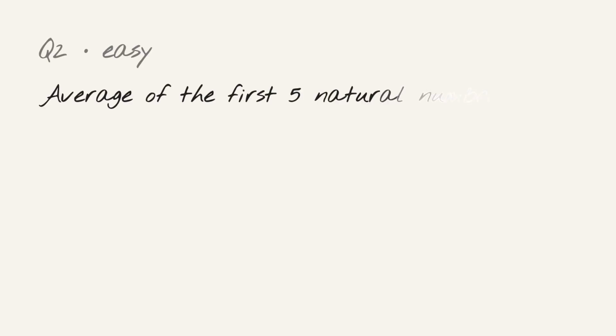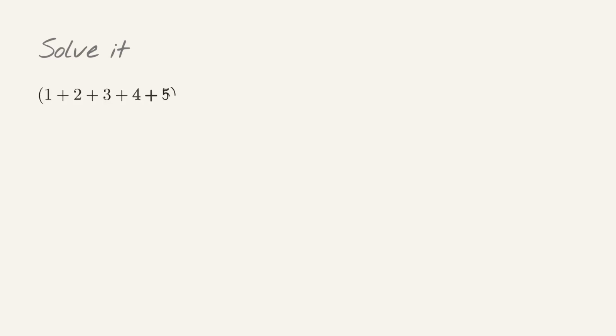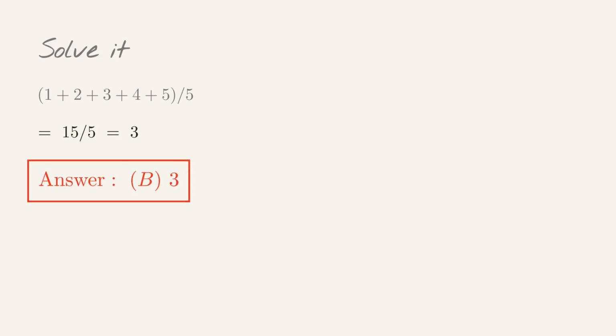Next one. Sum 1 to 5, divide by 5. Pause it. Give it a real attempt, then I'll walk through it. 1 through 5 sum to 15, divided by 5 is 3, which is also the middle number. For evenly spaced values, the average is the middle term.